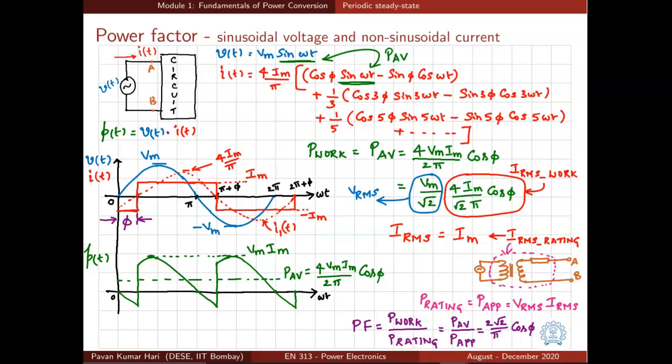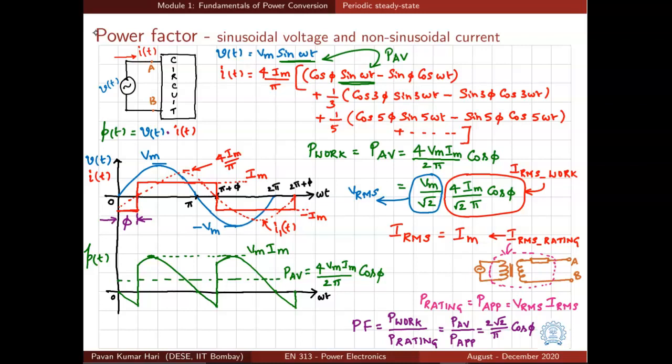Let us take a look at the composition of the current waveform. The voltage is anyway purely sinusoidal. If you take a look at the current waveform, it has many frequency components, and these frequency components can be found by Fourier series. So the Fourier series expansion of I of t, the current waveform, is given here, which is 4 Im by pi into cos phi sin omega t minus sin phi cos omega t plus 1 by 3 times cos 3 phi sin 3 omega t minus sin 3 phi cos 3 omega t plus 1 by 5 times cos 5 phi sin 5 omega t minus sin 5 phi cos 5 omega t plus so on.